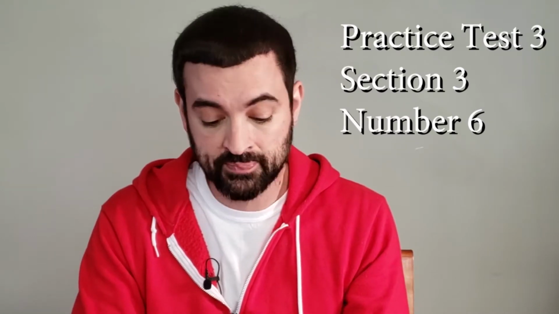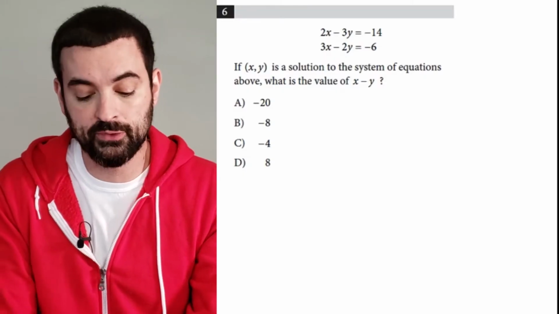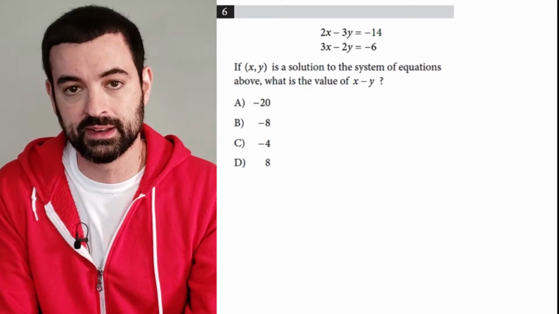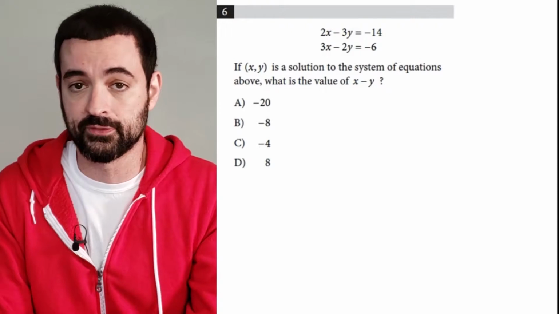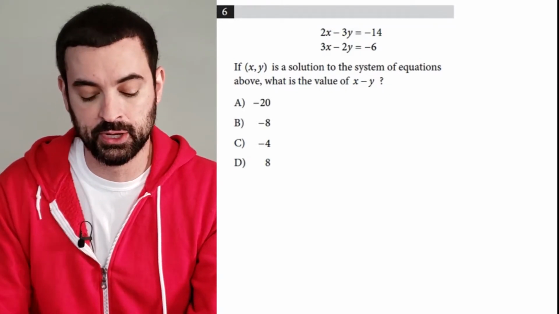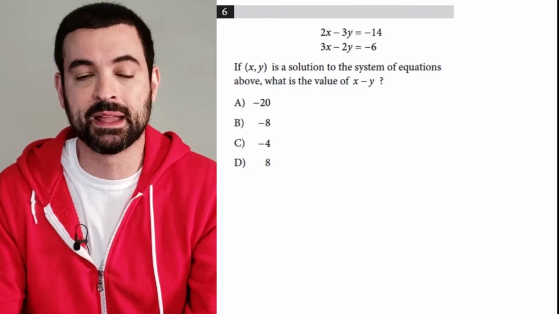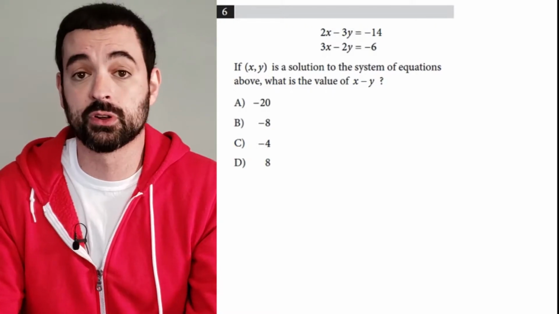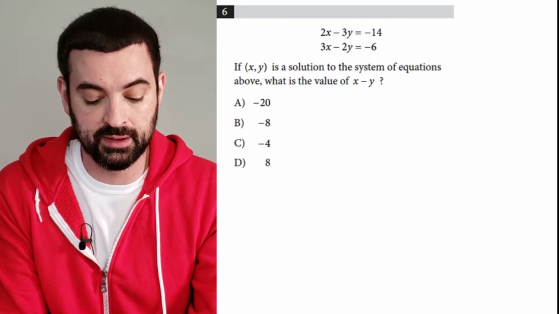Another one, this is test 3, section 3, number 6. The reason this throws students from time to time is that the coefficients make using elimination a little trickier than it was in the first question from this lesson. So I can't just multiply the top by, I guess I could multiply the top by 2/3 or something like that, but then I might be dealing with fractional or rational coefficients.